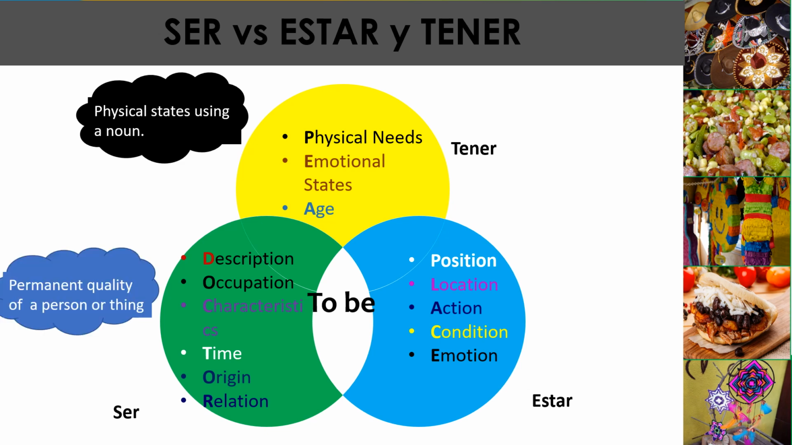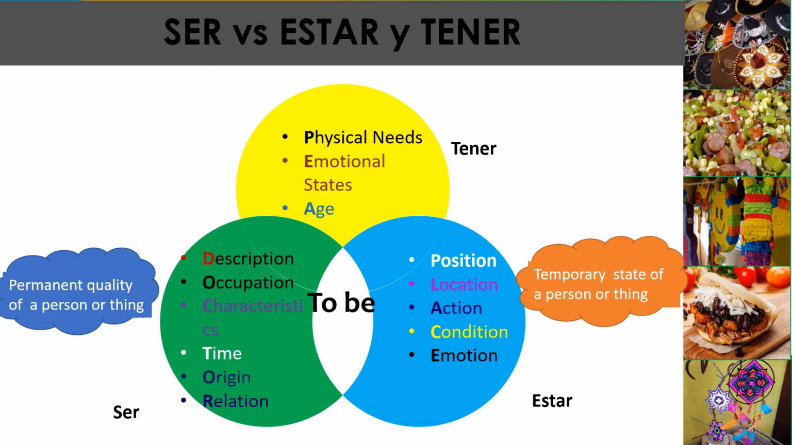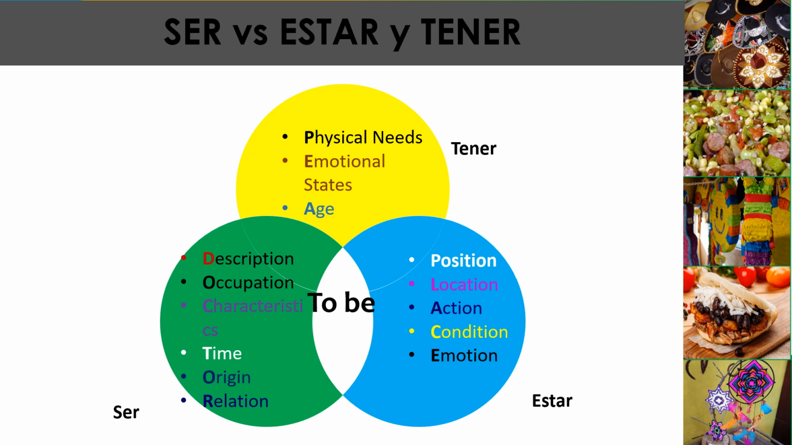When we are talking about a permanent quality of a person or thing, we use ser. But for a temporary state of a person or thing, we use the verb estar. So, a continuar. Remember now: DOCTOR, PLACE, P. You can stop and make note, or you can screenshot. Take notes of these, students. Now we are going to look further into the usage of these three verbs. Now let us see how to use them.